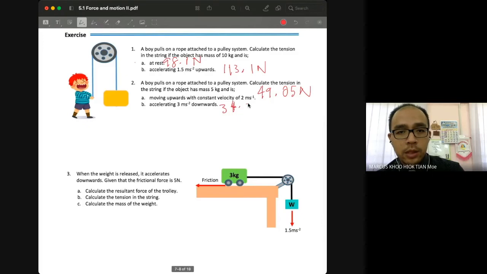Accelerating downwards. Okay, I think it makes sense. Is it okay, everybody? All right, if this is okay, everybody.